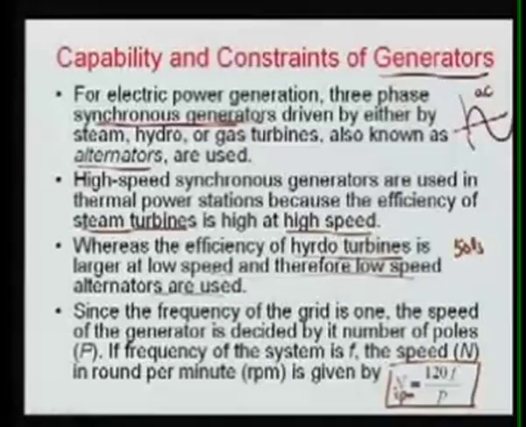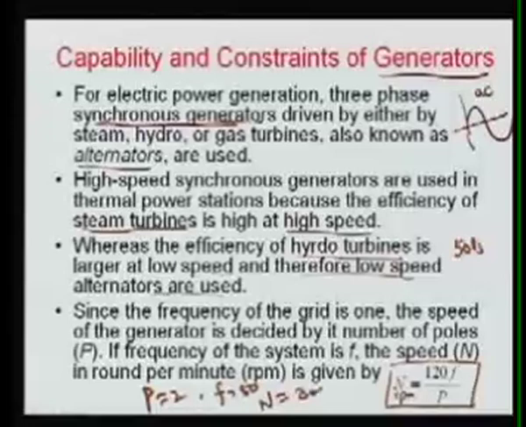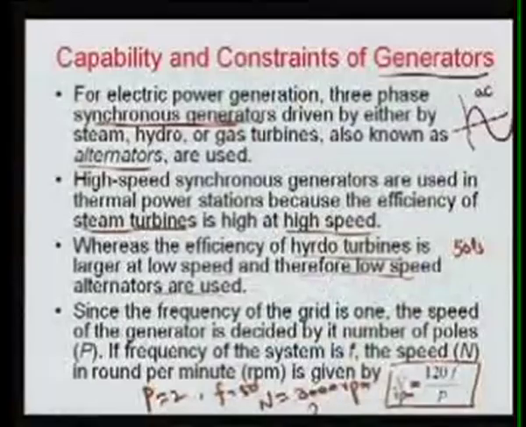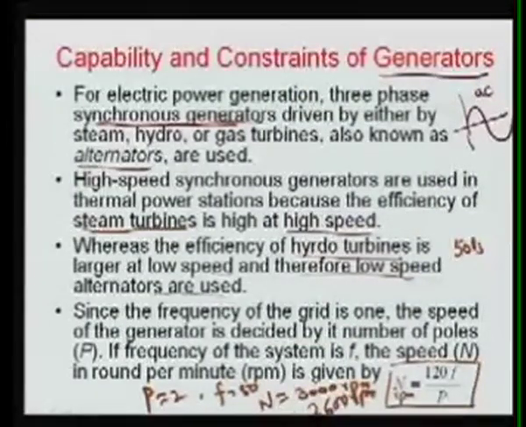The minimum number of poles cannot be less than 2, and if your system is operating at 50 Hertz, then n will be 3000 RPM. However, in the USA, Canada and Mexico, which operate on a 60 Hertz system, this will be 3600 RPM. So the maximum speed that we can achieve in any alternator is 3000 for the 50 Hertz system, and 3600 for the 60 Hertz system.